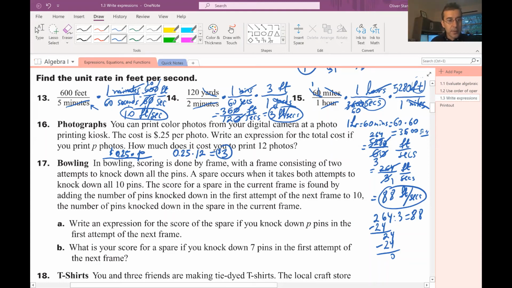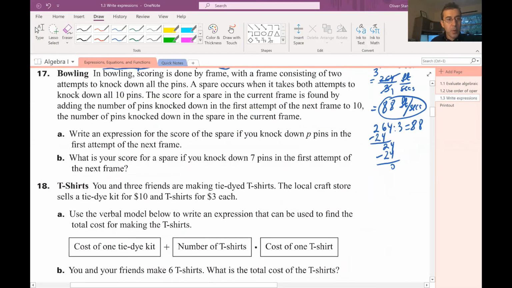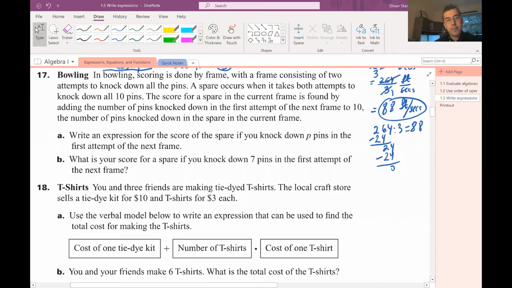And then 17, bowling. In bowling, scoring is done by frame, with a frame consisting of 2 attempts to knock down all the pins. A spare occurs when it takes both attempts to knock down all 10 pins. The score for a spare in the current frame is found by adding the number of pins knocked down in the first attempt of the next frame to 10, the number of pins knocked down in the spare in the current frame. So under A, write an expression for the score of the spare if you knock down P pins in the first attempt of the next frame.